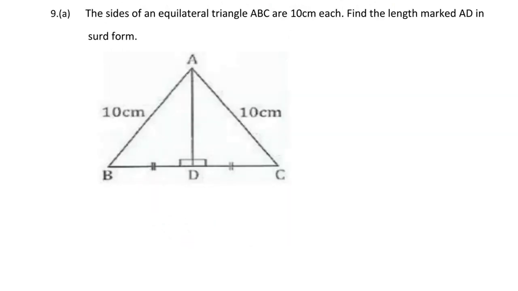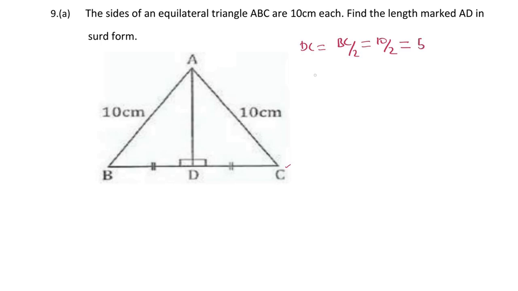Question number 9, part A. The sides of an equilateral triangle ABC are 10 centimeters each. Find the length marked AD in the figure. Okay, so from the given figure, DC equals BC over 2, which equals 10 over 2, which equals 5, because BC equals 2 times DC.